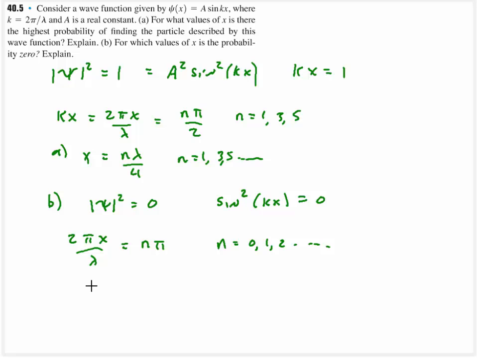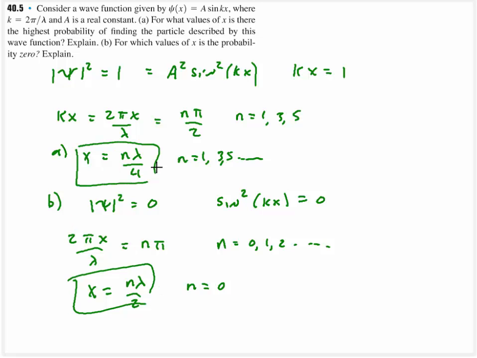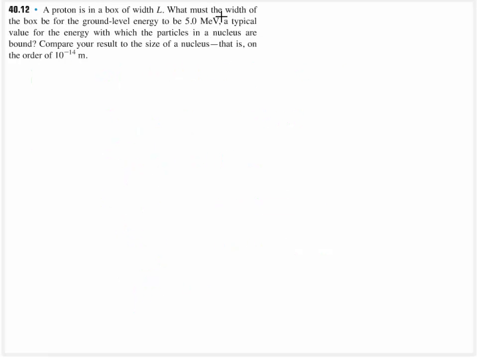And so essentially I'm going to say that this is going to be x is equal to n lambda divided by 2, where n is equal to 0, 1, 2, and so on and so forth. So there's my answers for A and for B. And now let's work some particles in boxes.